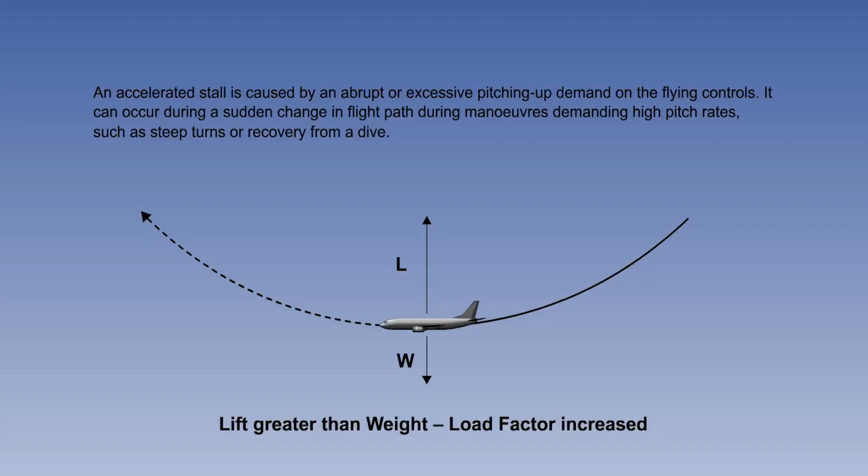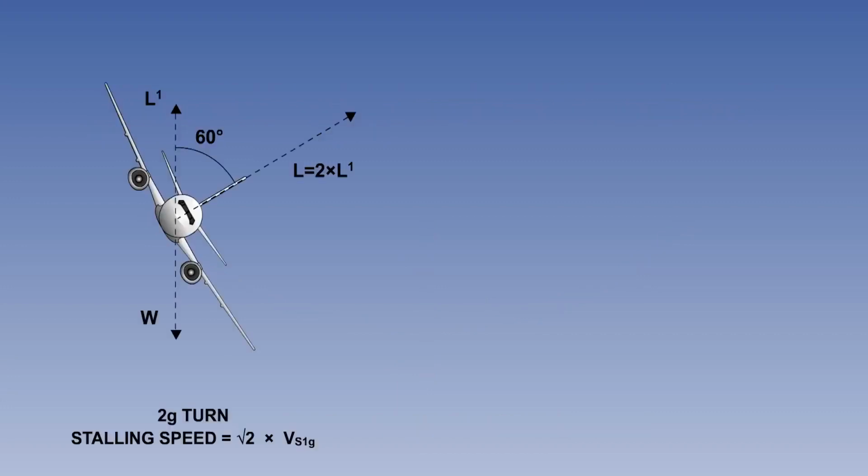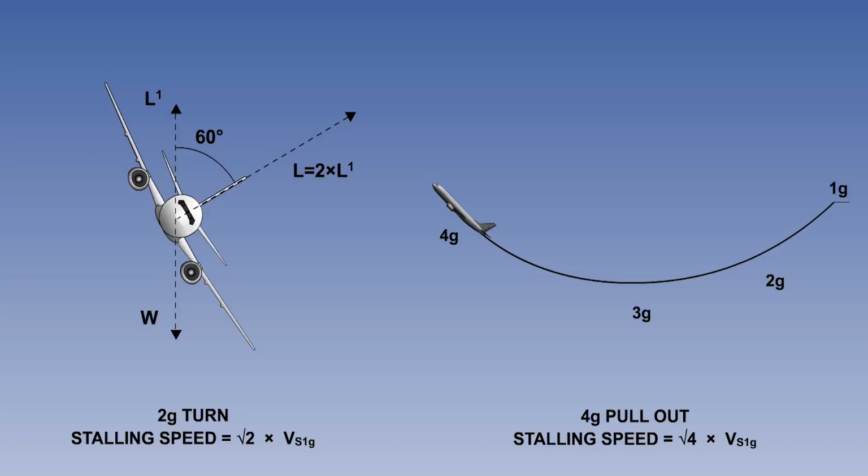An accelerated stall is usually more sudden than a 1 G stall, the first sign usually being heavy airframe buffet, and may be unexpected because of the relatively high airspeed. For example, in a 2G turn, stalling speed will be 1.41 times the 1G speed, and in a 4G dive pullout, double the 1G speed, the increase being, as you have learned, proportional to the square root of the load factor.